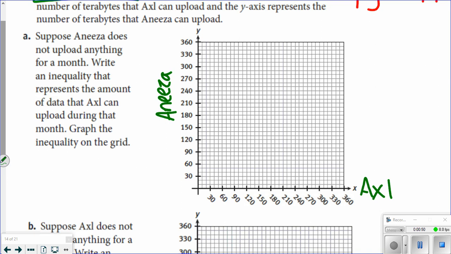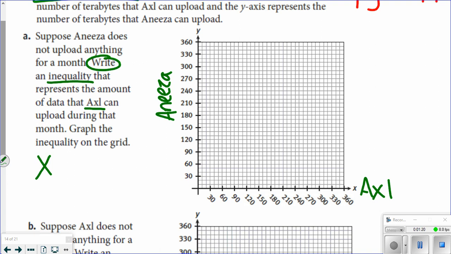Question A, suppose Anisa, who's Y, does not upload anything for a month. Write an inequality that represents the amount of data that Axel, who's X, can upload during that month, and then we're going to graph the inequality on the graph provided for us. So we did this a little bit in 16.1 as well.